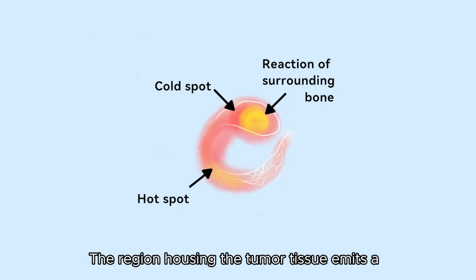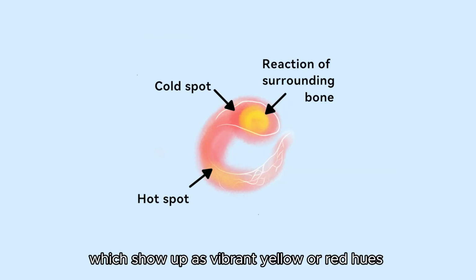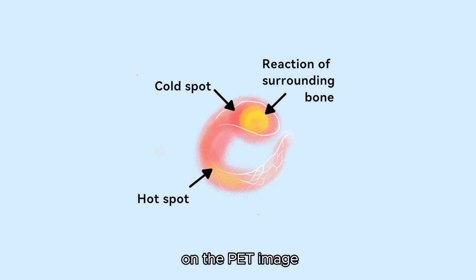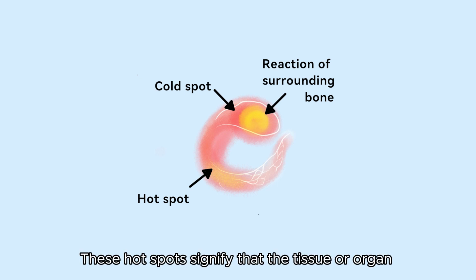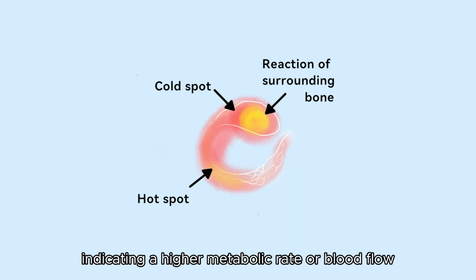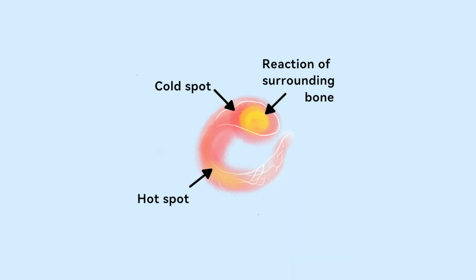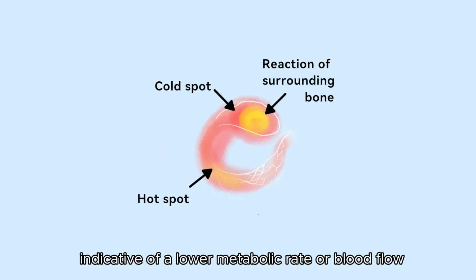The region housing the tumor tissue emits a profusion of gamma rays, which show up as vibrant yellow or red hues on the PET image, earning them the moniker of hotspots. These hotspots signify that the tissue or organ is utilizing a high amount of the tracer, indicating a higher metabolic rate or blood flow. Conversely, regions that absorb less 18F-FDG appear darker on PET images, identified as cold spots, indicative of a lower metabolic rate or blood flow.